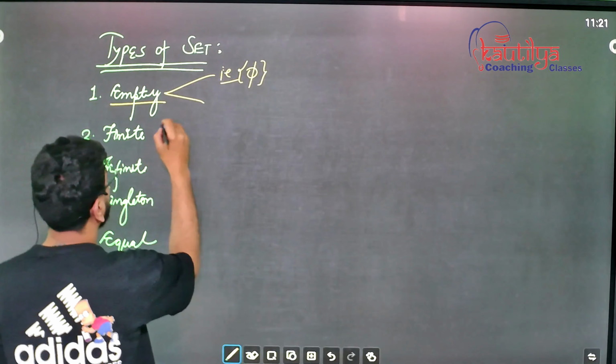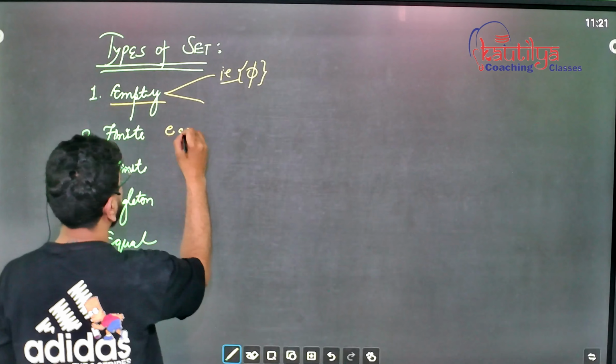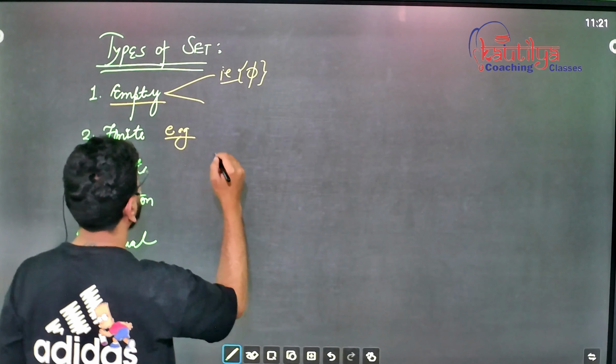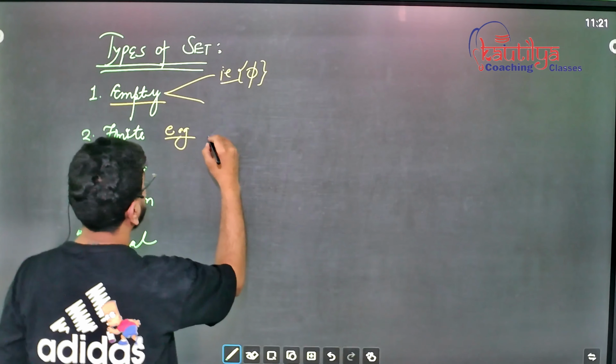Second one is finite. Let's go with the examples. And the examples for the finite set of a real number.